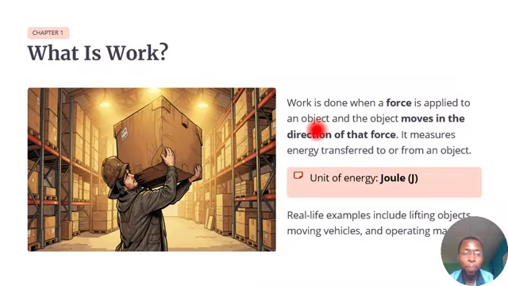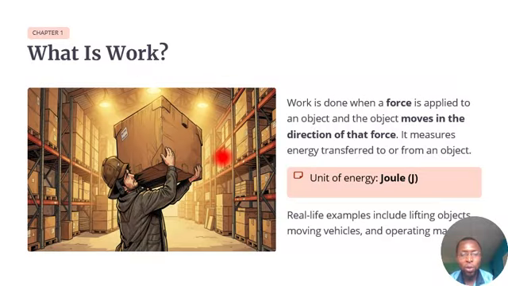Secondly, when that force is applied to that object, then the object must move. Because when there is force applied, there must be movement. Okay, and when there is movement, definitely a particular distance will be covered. So for example, look at this man lifting the box up. This box was on the floor before. Then the man applied the force that made it move from the floor to the level of his hand. Then we say that the man has done work.